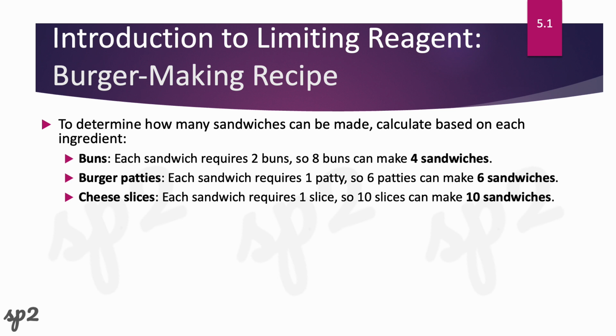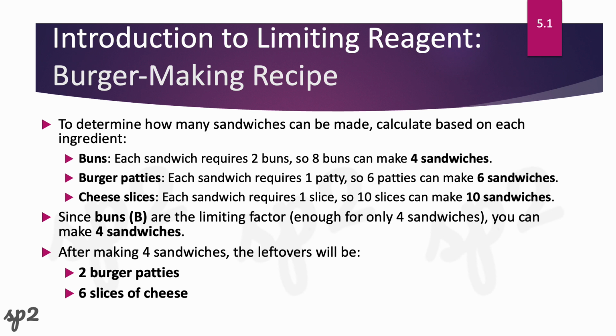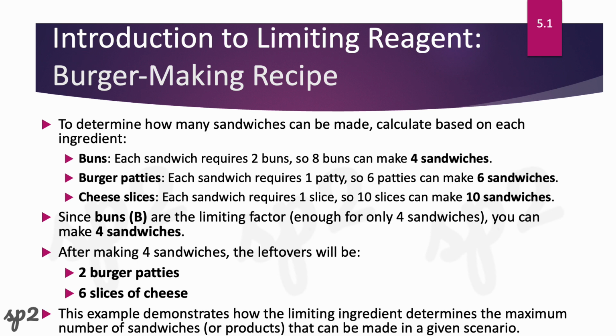Now, which one is really the answer? Well, the answer is going to be only 4 sandwiches, right? Because once you're done with all the buns, we're not going to make any more sandwiches. So after making 4 sandwiches, we're going to have the leftovers as the 2 burger patties and 6 slices of cheese. This example is helping us understand the limiting reagent, which is always limiting how much product, in this case our sandwiches, can be made.